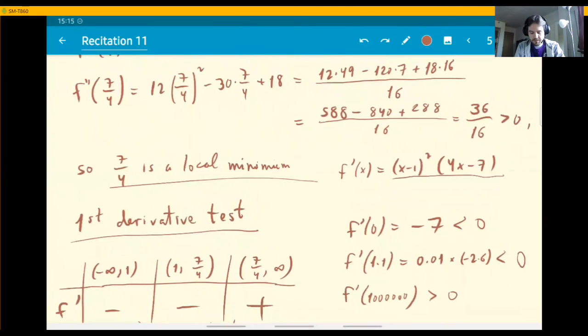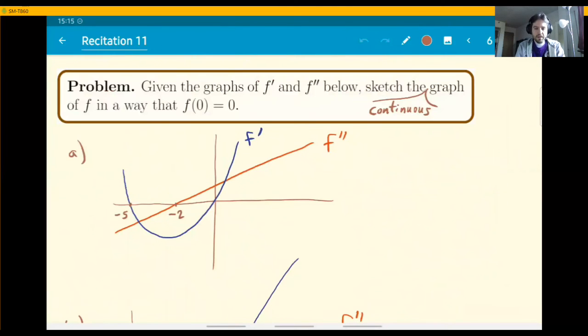Moving on. A little bit of a different problem here. Given the graphs of f prime and f double prime, sketch, by the way, the word continuous should be here, sketch a continuous graph of f, also in a way such that f of 0 is equal to 0.